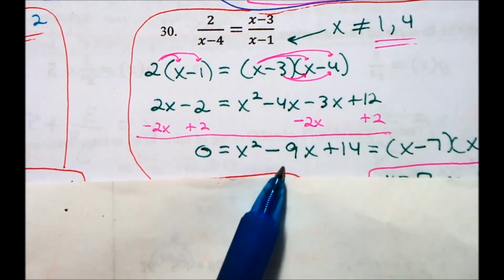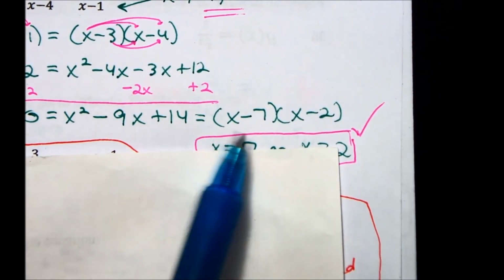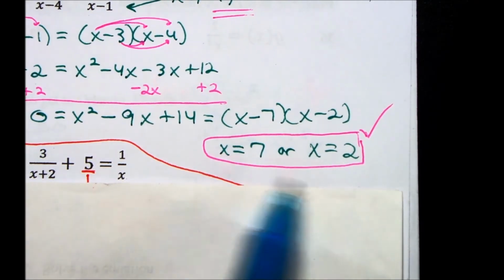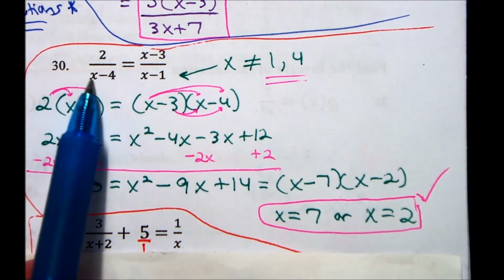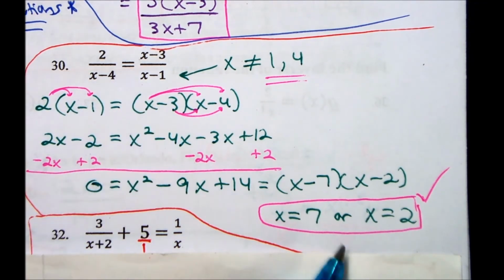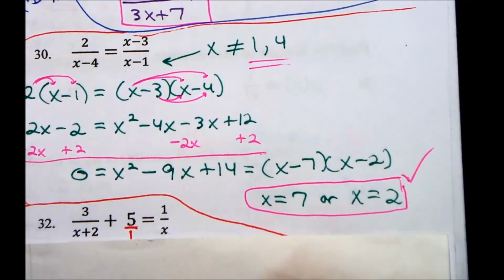So then take that trinomial, and we have to solve it, and I'm going to solve it by factoring x minus 7 and x minus 2, which gives me my solutions of 7 and 2. Are either one of those going to make my original equation undefined? No. My undefined values would be positive 4 and positive 1, neither of which is my solution, so good enough.